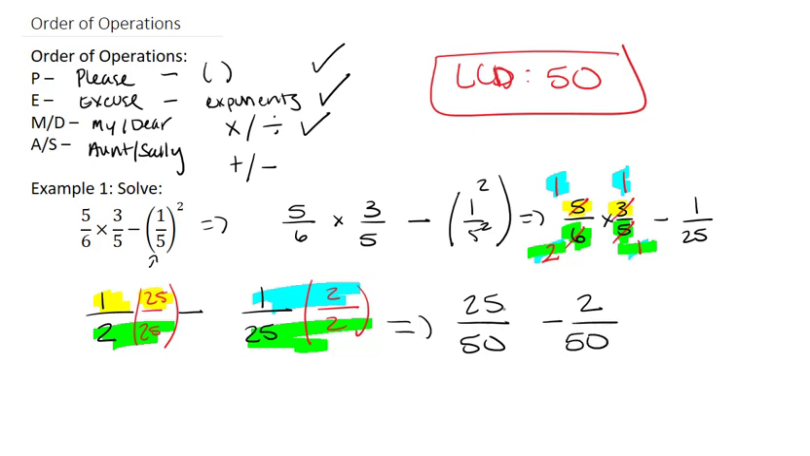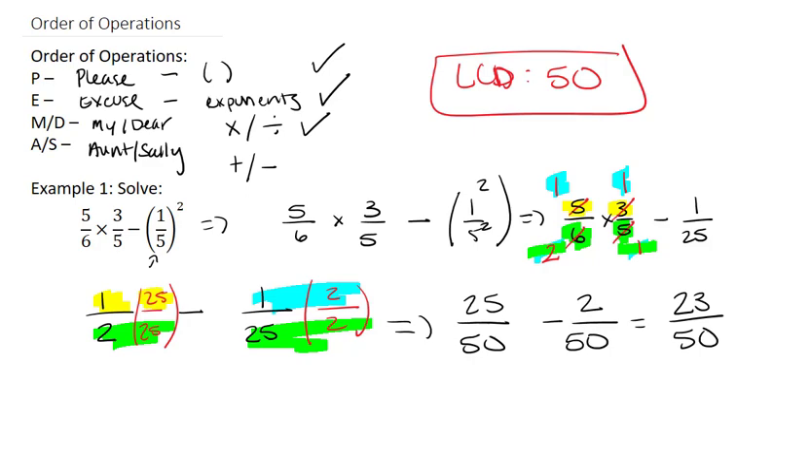So now we can go ahead and subtract. Now we only subtract, so we subtract 25 minus 2, which is equal to 23 over 50, as we subtract the numerators, and then we keep the denominator.